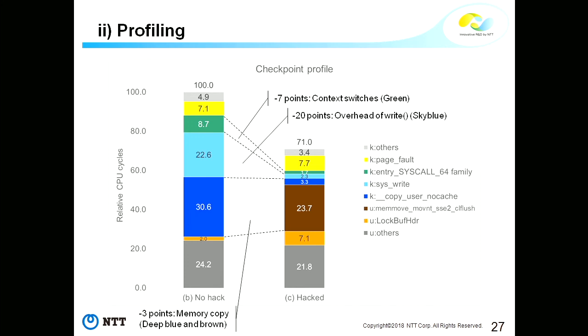Third, look at the deep blue portion and the brown portion. Both of the two stand for memory copy, but the blue one is kernel space, and the brown one is user space. And the user space memory copy function is provided by PMDK. And the summation of the two falls 3 percentage points.